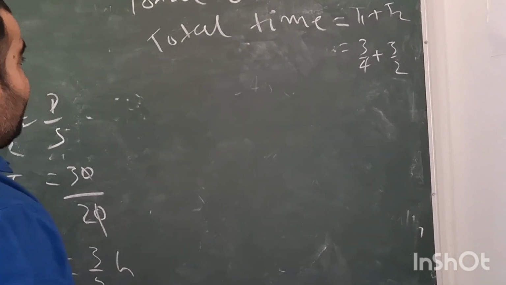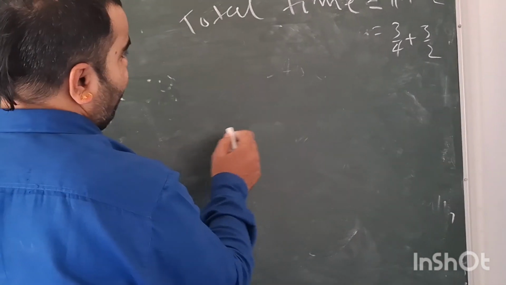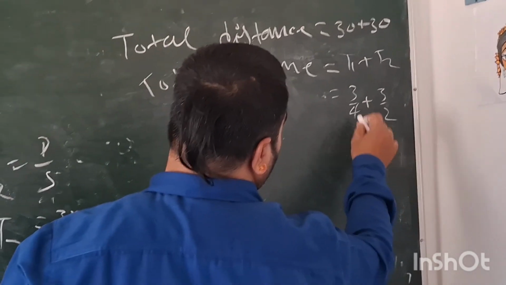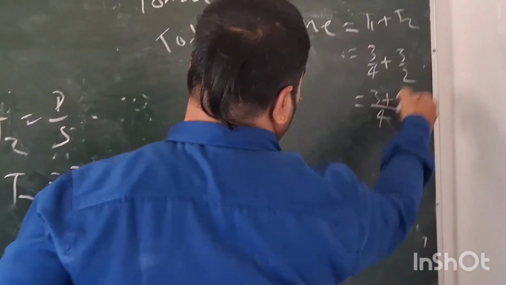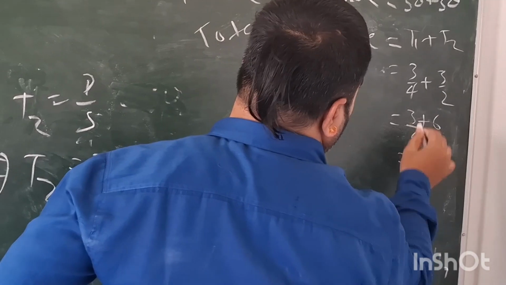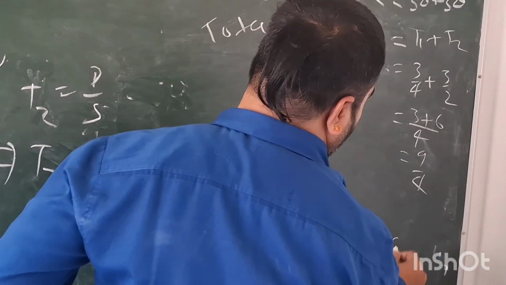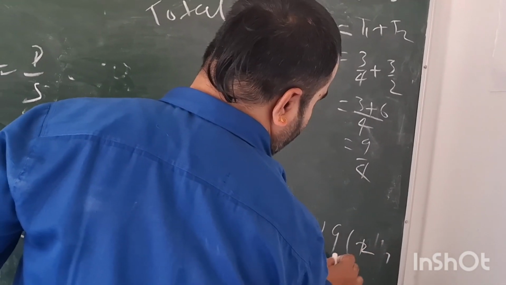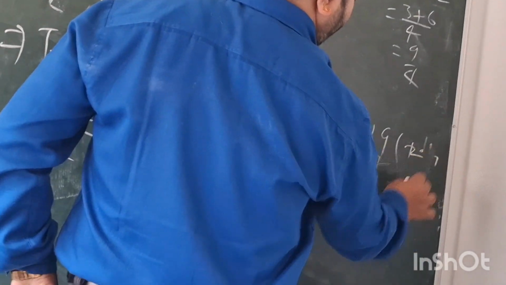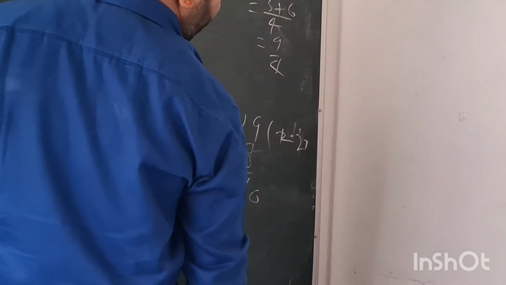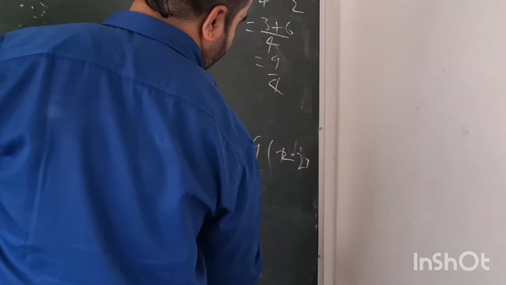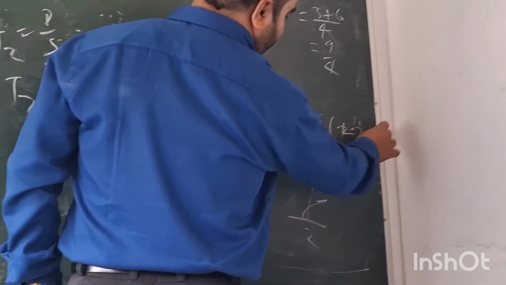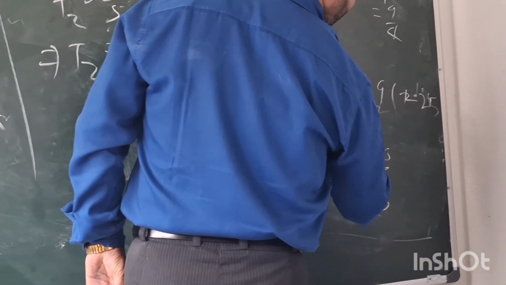Now if you convert it into decimal, what will come? Or let it be like this. 4 would be your LCM, then 3 plus 6, that is 9 by 4. If you divide 9 by 4, what will come? 2 times 4 is 8, remainder 1, then 10, 2 times 4 is 8, remainder 2, then 20, 5 times 4 is 20.